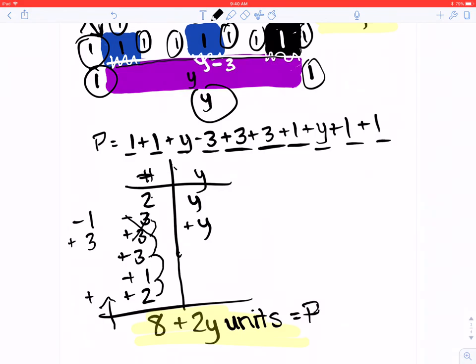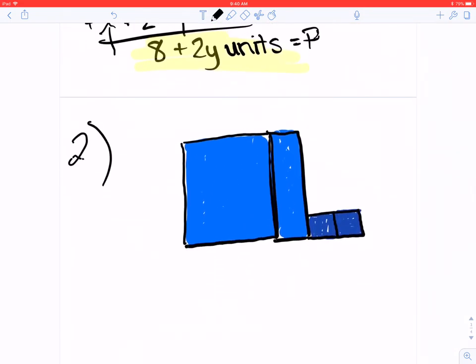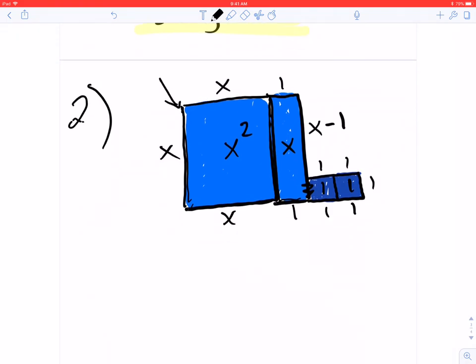All right, let's try one more. This is an x squared tile, an x tile, and 2 unit tiles. Starting at my top left corner, I'm going to work my way around. Here I have an x, but 1 unit is being taken from that x. Work my way around my unit tiles. I have my x and my x, because this tile perfectly fits on each side of my x squared. All right, my area. The tiles I have are x squared plus x plus 2, and this is units squared.